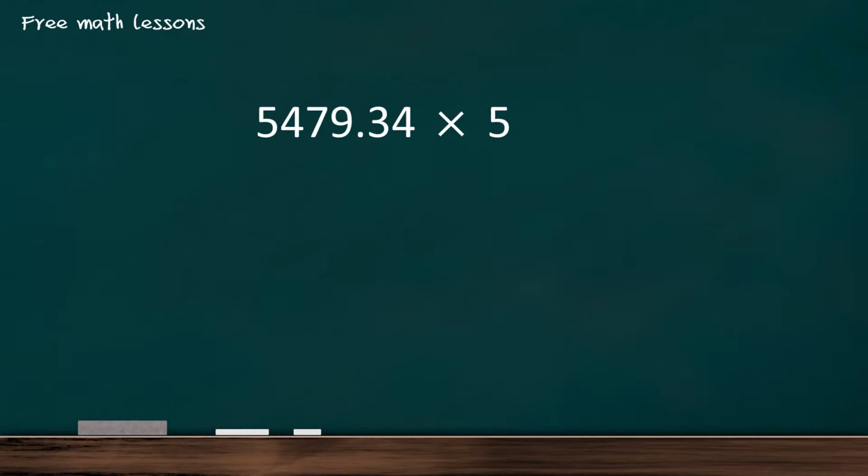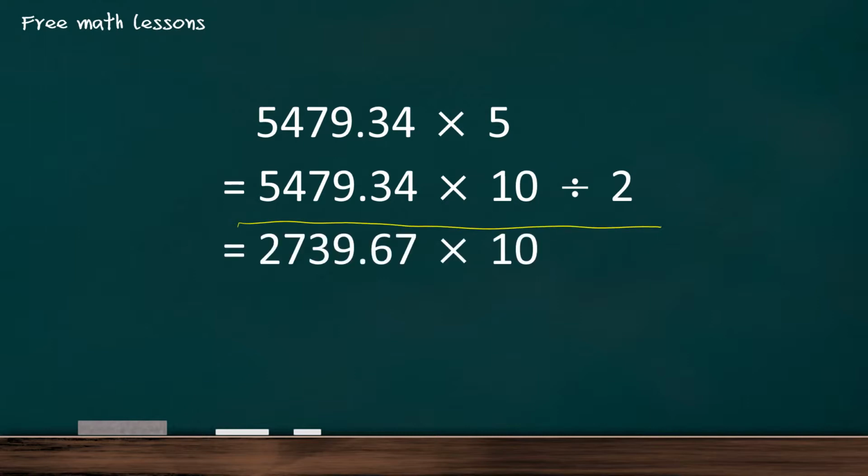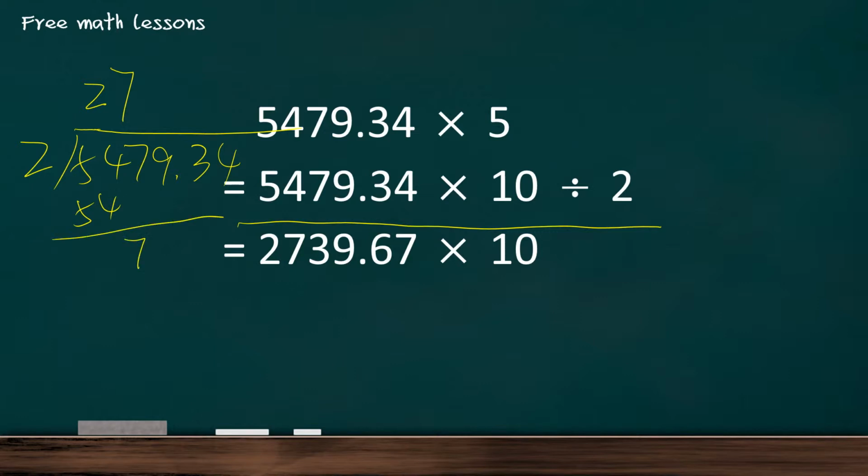Finally, let's multiply 5479.34 times 5. Similarly, let's convert the formula first and get the following formula. And then let's do 5479.34 divided by 2. Let's figure it out. 54 divided by 2 is exactly 27. And then 79 divided by 2 is 39, and we have 1 left. And then we write the decimal after 39.